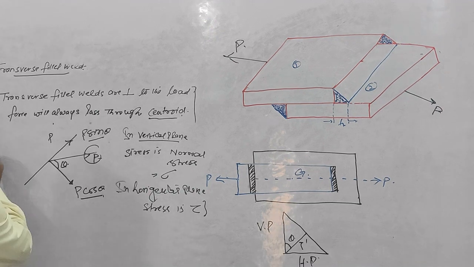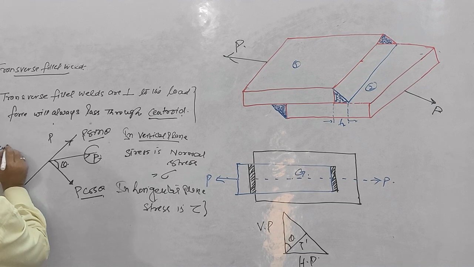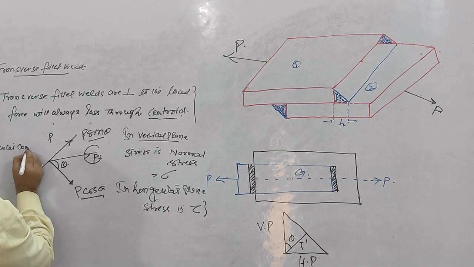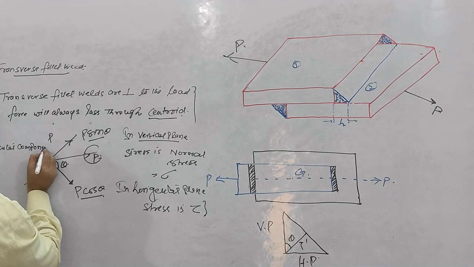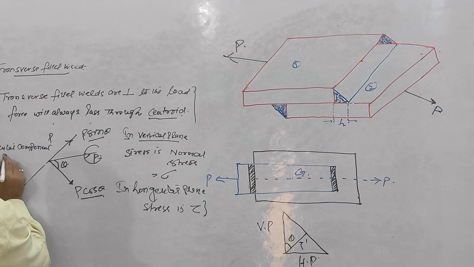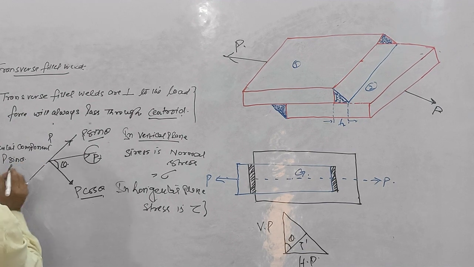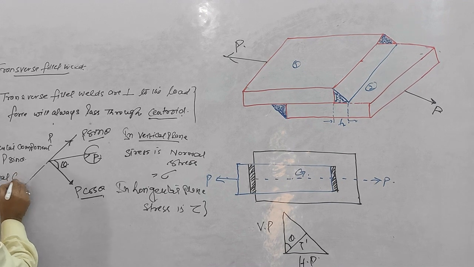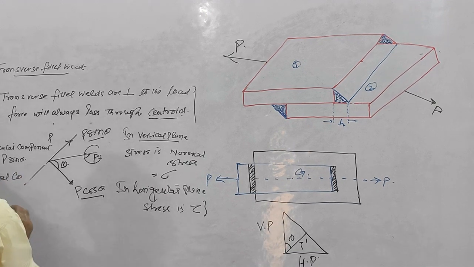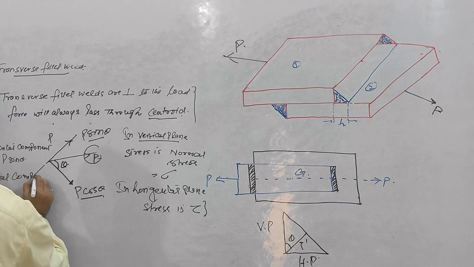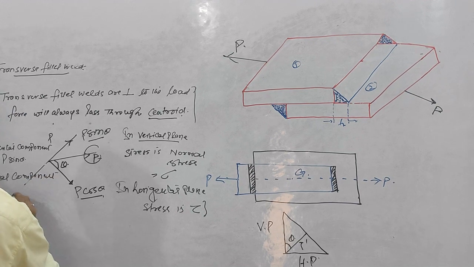So horizontal component मिल लेते हैं. तो horizontal component क्या होगा, horizontal component, this is P sin theta, and vertical component P cos theta.